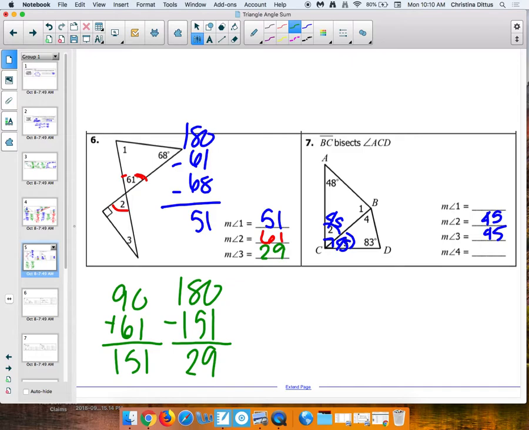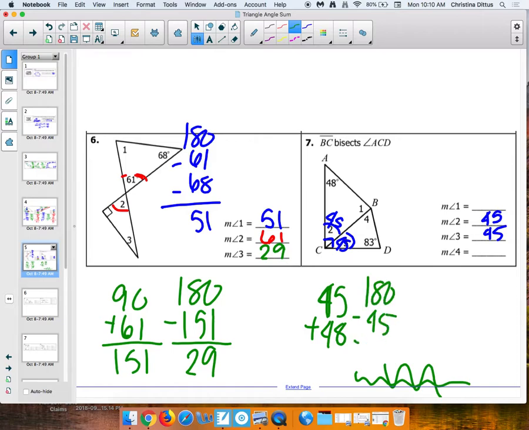How can I find 1? It would be 45 plus 48, minus 180. 45 and 48 gets me to 93? Oh no, the answer is 87. So when you subtract it from 180, you get what? 87 for angle 1? Yeah. Do you guys agree?